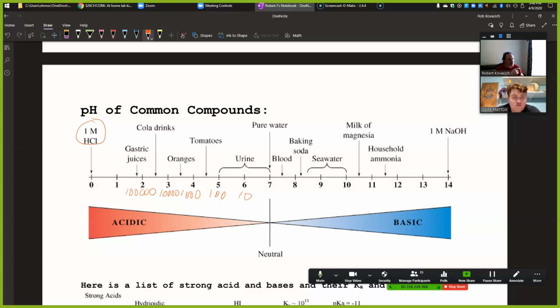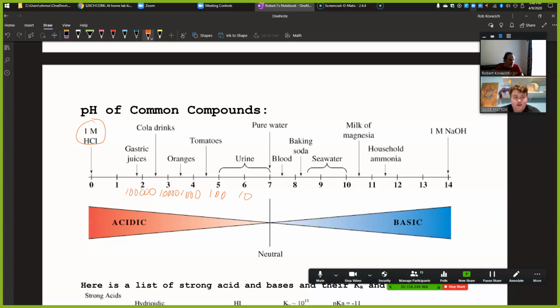Let's go the other direction. So blood, 7.4. It needs to stay there. If it varies, you die. Baking soda in water, you're looking at a little over 8, which is why people use it to neutralize. If you have an upset stomach, too much stomach acid, you can drink something that's got baking soda in it and it'll make some CO2 and neutralize the acid.